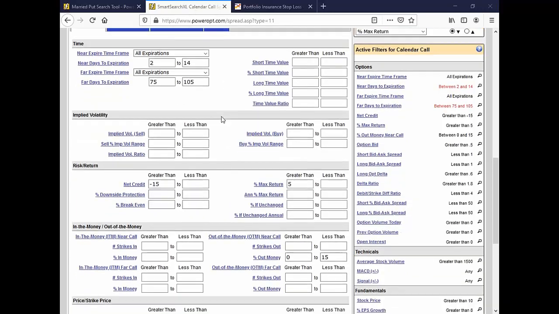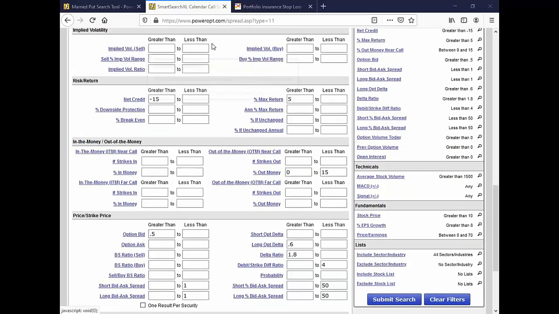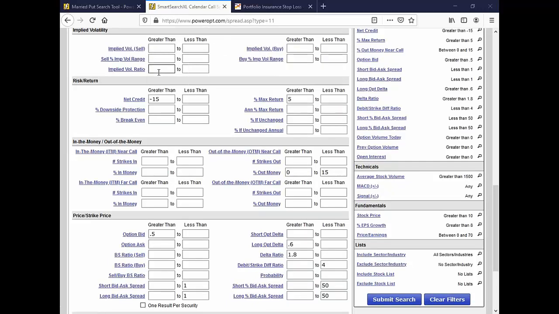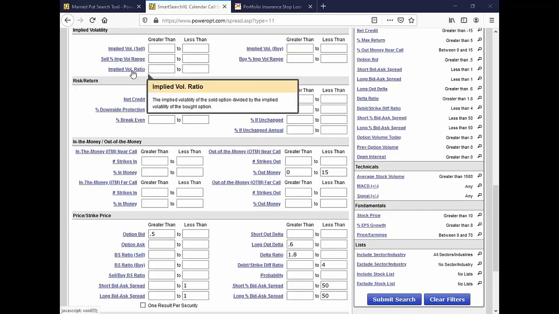Okay, so you can adjust your time frame. Down here, you see the criteria. I can set the hard value, Jim, for implied volatility of the short, implied volatility of the long, or the implied volatility range of each option. Where are they now compared to where they have been over the life of the option? And then, of course, the implied volatility ratio. Well, what is this, and why would it be important in this strategy?